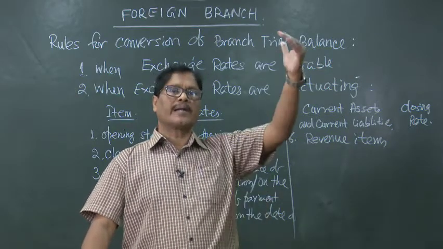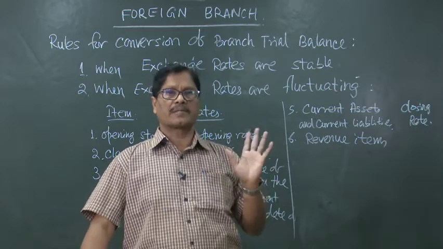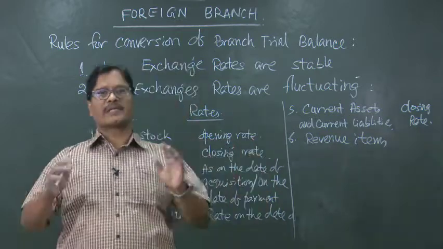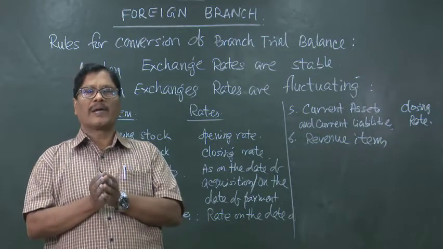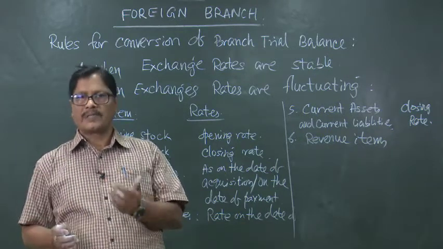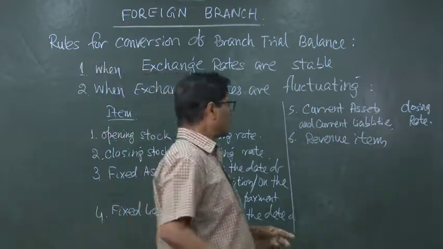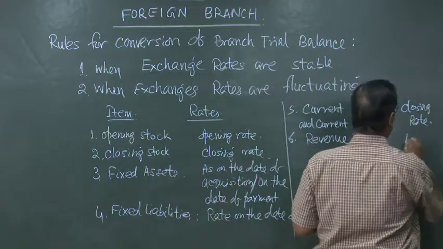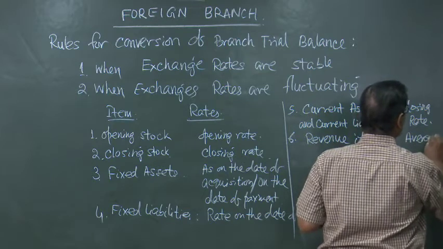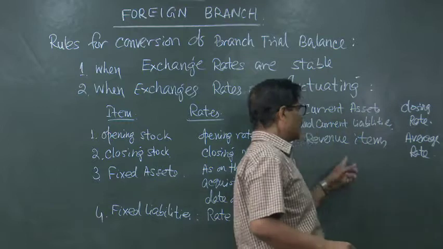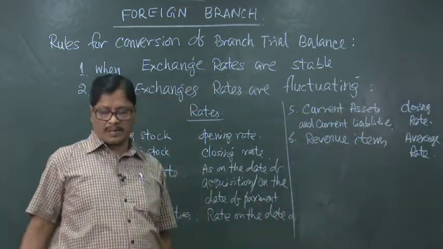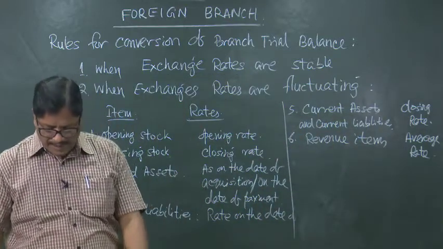So, if there are 10 rates or 12 rates or even 50 or 60 rates, those rates will have to be totaled and then divided by 50 or 60, and we will get the average rate of exchange, and with the average rate of exchange, these revenue items will have to be converted. Then number 7 is depreciation.